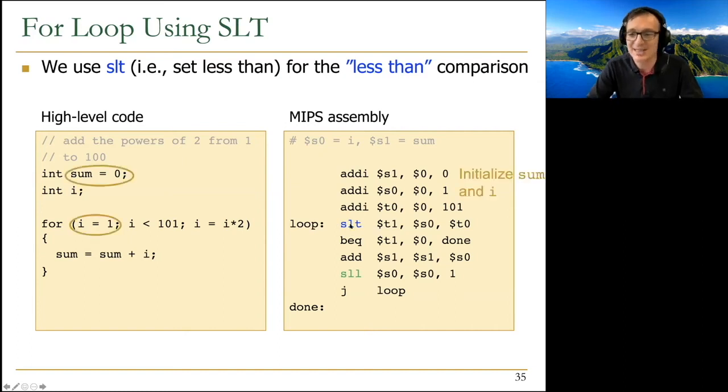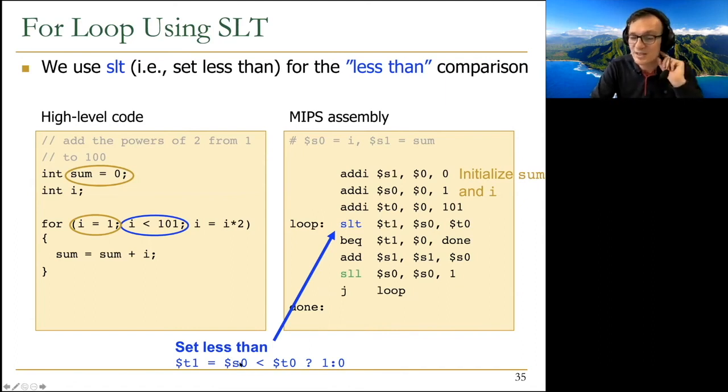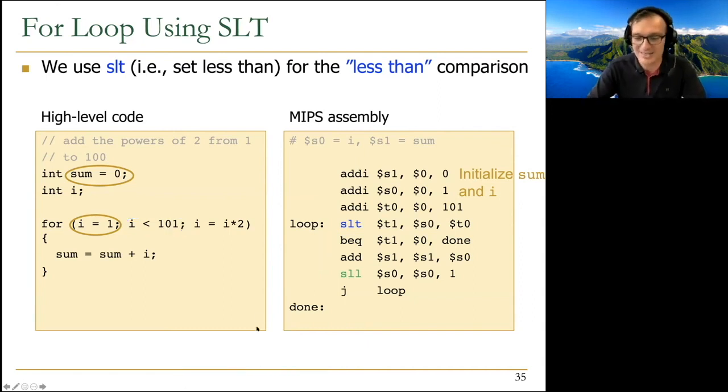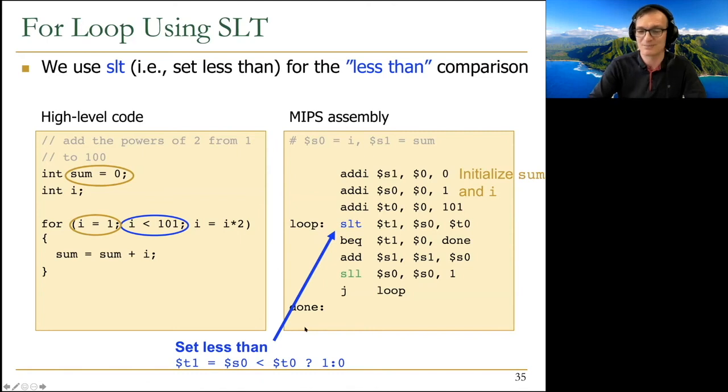What this set less than does is, okay, I already said this. Set less than is essentially the statement: if the value in register S0 is less than the value in register T0, the destination register gets 1, otherwise it gets 0. So it's basically this statement implemented with one instruction, right? It looks nice. It's a very high-level statement, if you will. You can directly implement a high-level language statement that looks like this. And then it basically tests the condition and sets it less than.